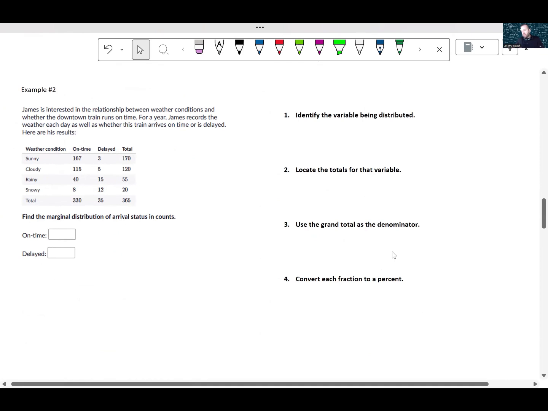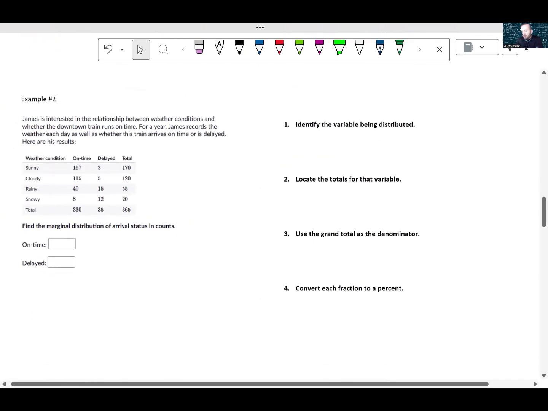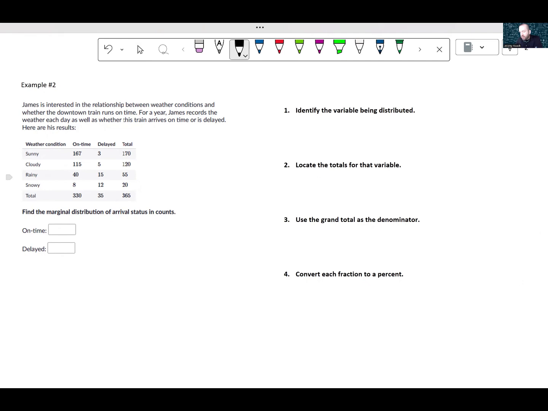So this person is looking at weather conditions and they want to know whether the train downtown is going to be on time or not. So it's either the train's going to be on time or it's going to be late or delayed, is another way we could say it. And we have these different weather conditions that we're looking at. We're given all of these results in this table here.